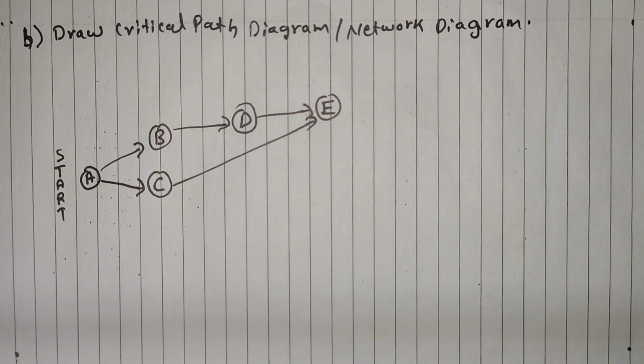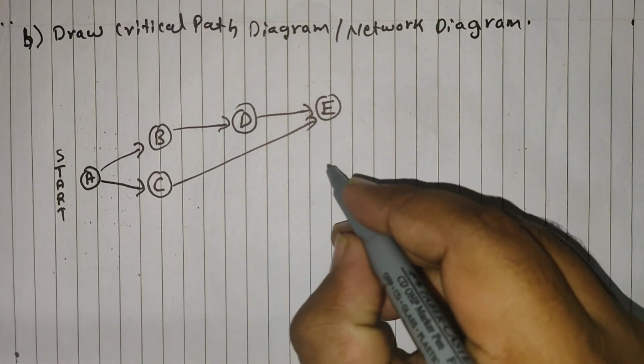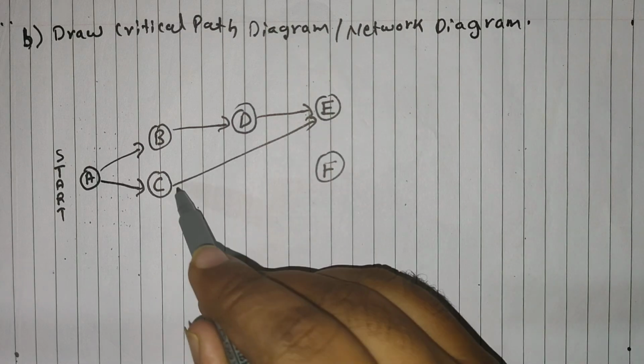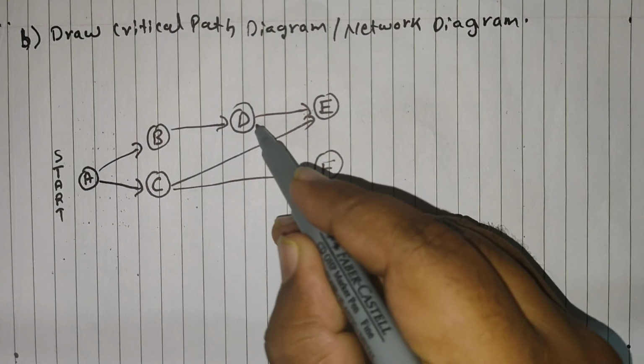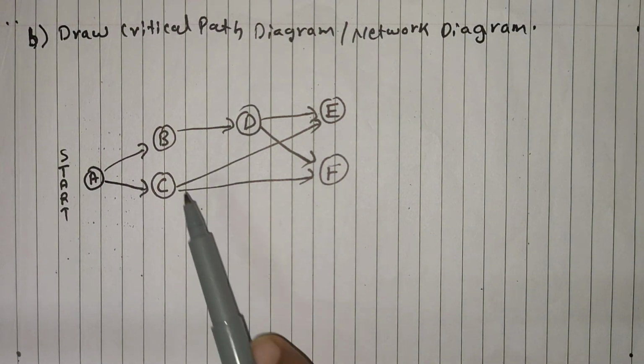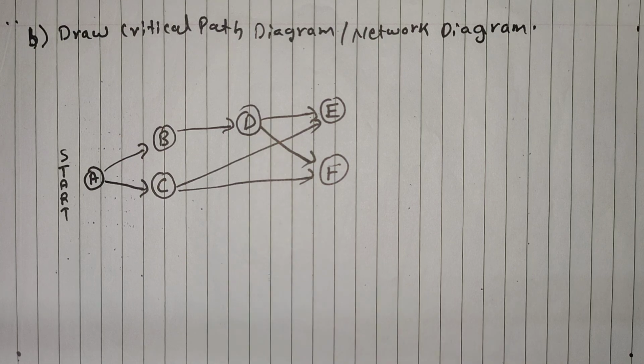Now let's go to the next activity, that is activity F. For activity F also, the immediate predecessor is C and D. So activity F will start after activity C and activity D. So it will get an arrow from both activity C as well as activity D.